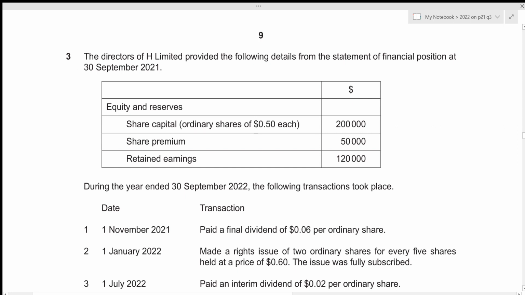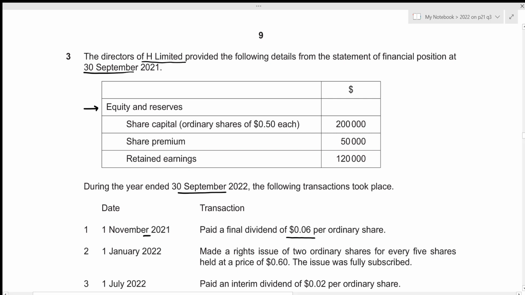The directors of H Limited provided the following details from the Statement of Financial Position at 30 September 2021. We're given the equity and reserve section. We can see that we're given the values for ordinary share capital, share premium, and retained earnings. Then, during the year ended 30 September 2022, the following transactions took place. On the date of 1st November 2021, the company paid a final dividend of 0.06 per ordinary share.